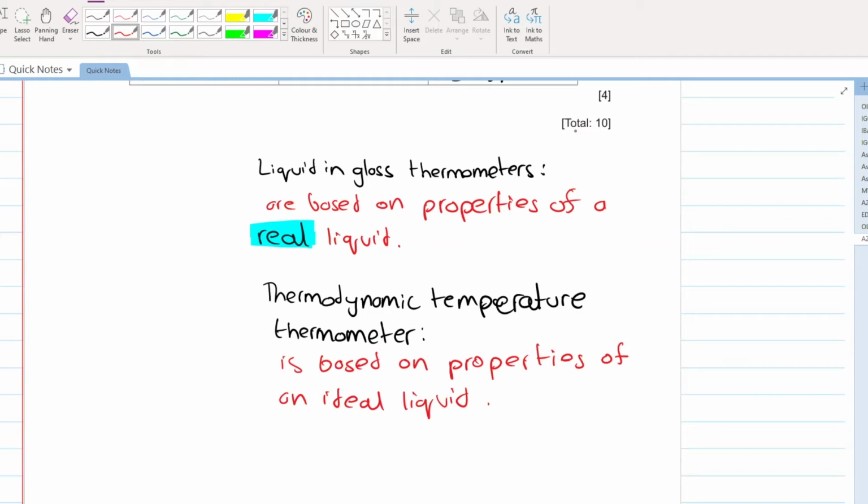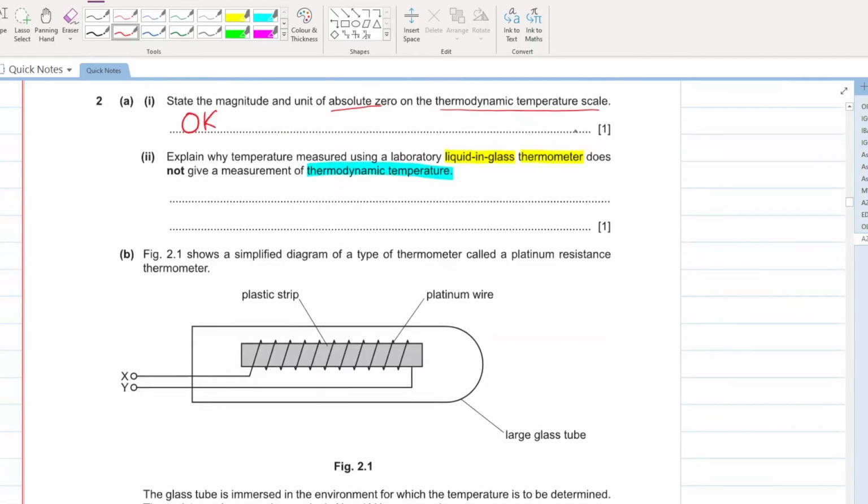Liquid and glass thermometers are based on properties of a real liquid. Thermodynamic temperature is based on the properties of an ideal liquid. So what will you write here? Why does a liquid and glass thermometer not give you a thermodynamic temperature reading? Because it depends on the properties of a real liquid.